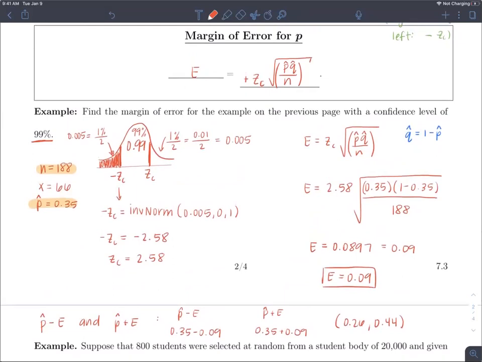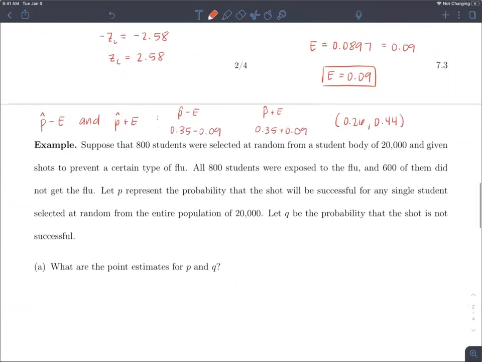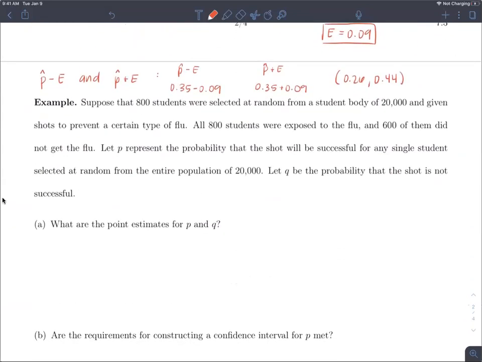Okay, so let's go on to this next example. Suppose that 800 students were selected at random from 20,000. What variable do you think the 800 represents? If I were to look at these two numbers, I would think that this would be X and this would be N, but you have to keep reading this statement. So that's not actually the case.